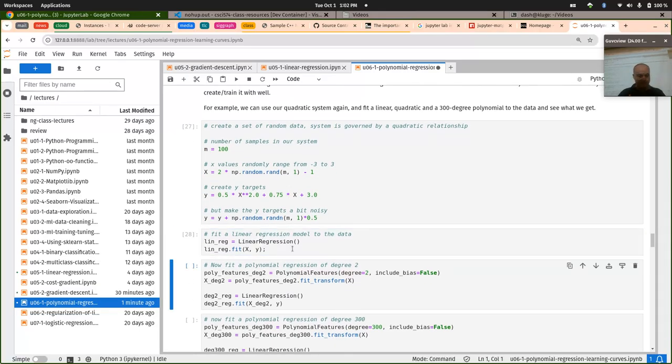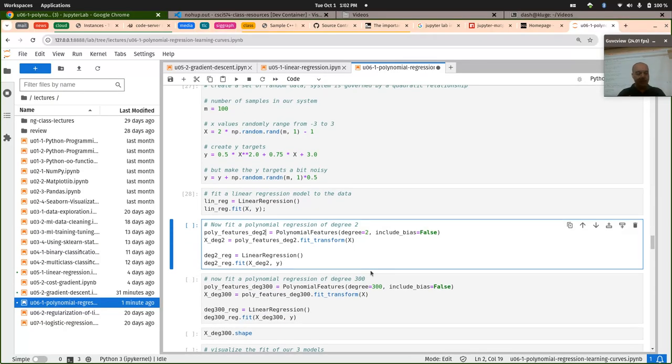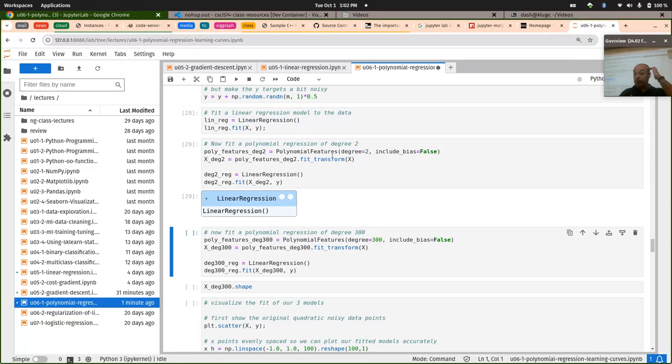Some of these might take a little bit of time for me. I think we're still using the same function we were using before. So we're using 1/2 x squared plus 3/4 x plus 3, with some noise added in, and we'll fit a polynomial regression, where we create the features up to the square.